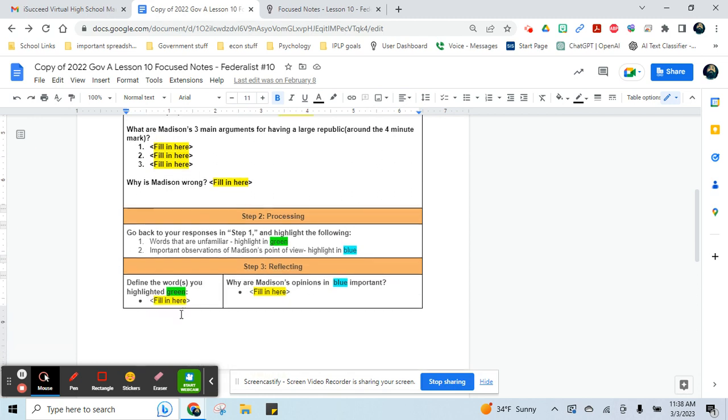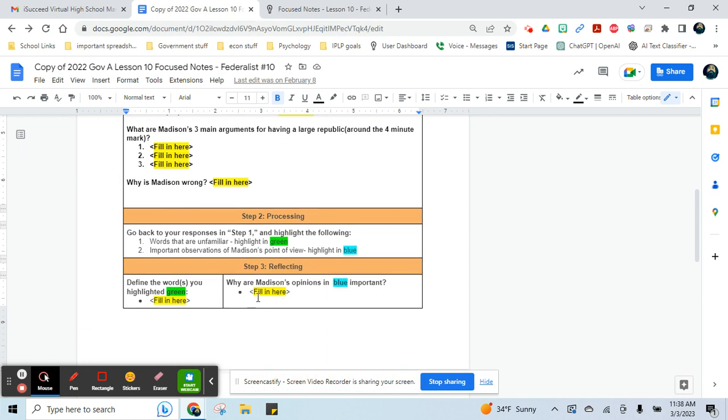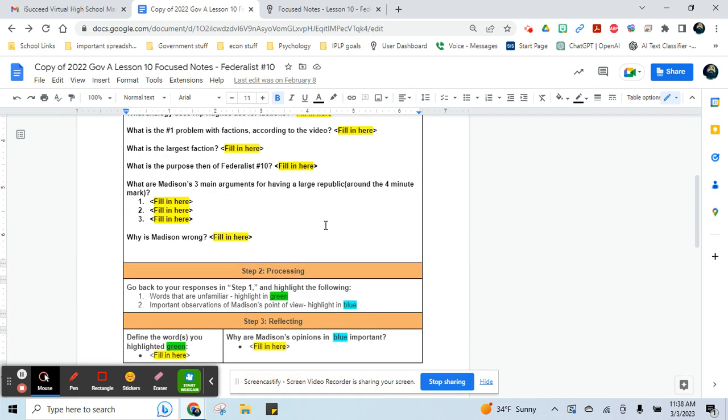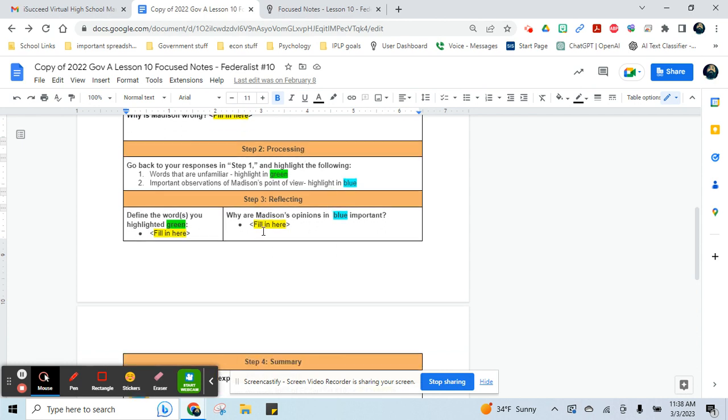Underline or highlight anything in green that you don't understand, whether it's in your answer or in your response here. It could be any of these words as part of this process. And then why are Madison's opinions important? Whether they're right or wrong, what made those opinions important? Okay. So important observations of Madison's point of view, and then you're going to answer that right in here. Okay. So this top part's worth 30 points. This part, the processing, is worth 10. The reflection piece is worth 15.